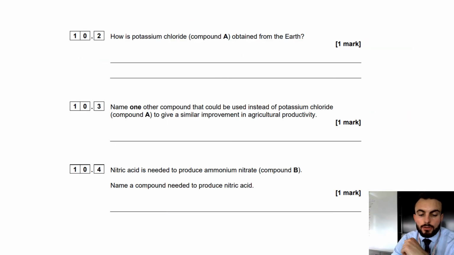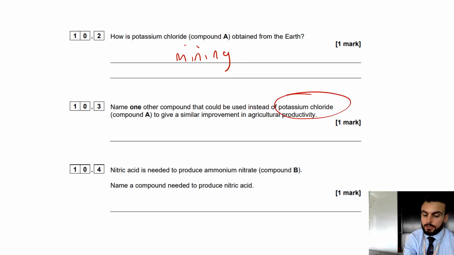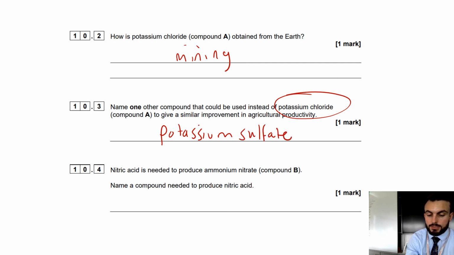How is potassium chloride obtained from Earth? Just like you would obtain any other ore, mining or quarrying from the ground. Name one other compound that could be used instead of potassium chloride to give a similar improvement in agricultural productivity. Just give another similar compound to that one. Potassium sulfate is pretty similar. It's going to react and do pretty much the same thing.